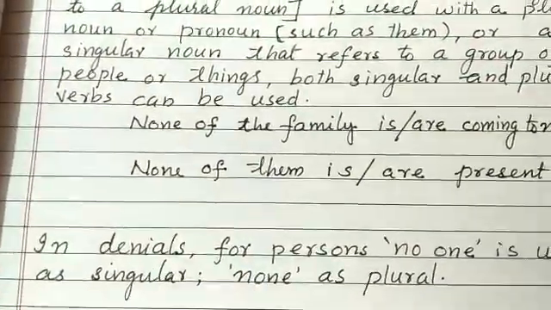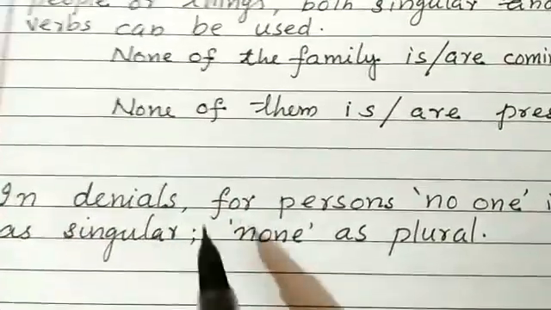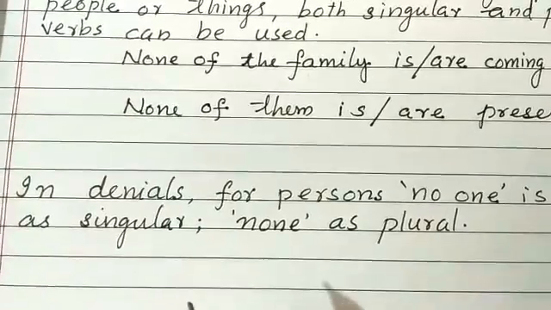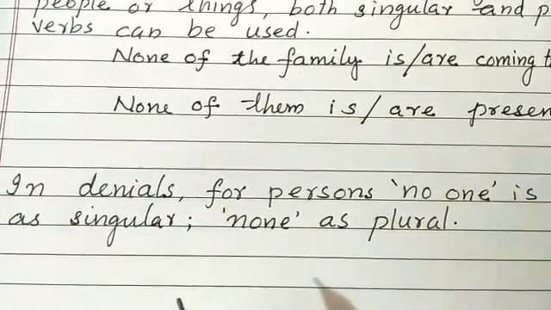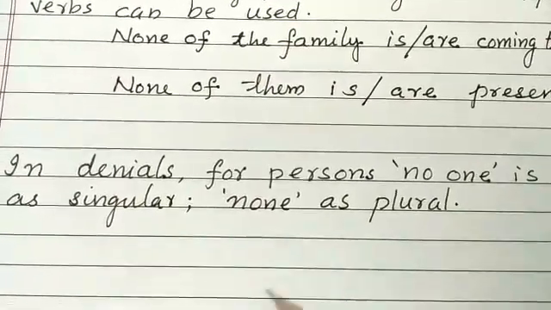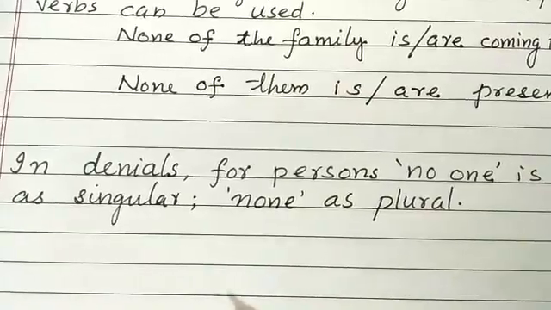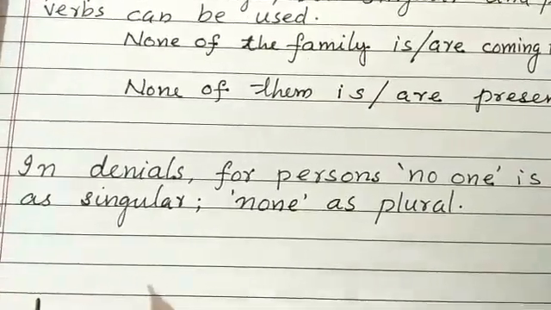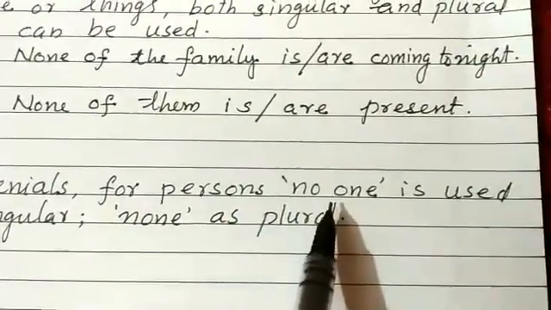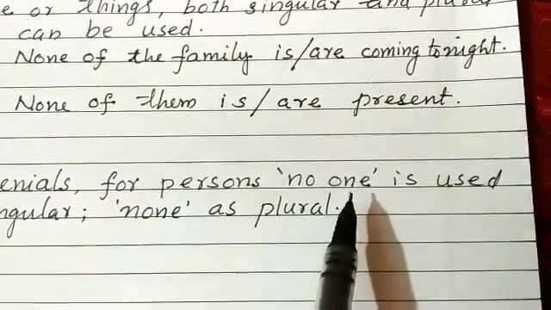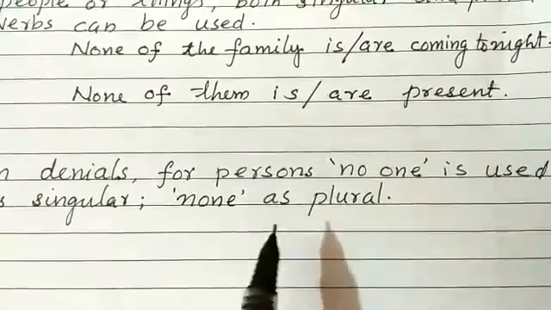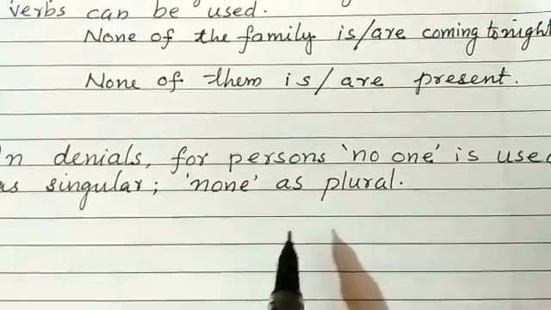But when we use denials, sometimes the question asked is like, is there any boy in the room? Then we have to say, no, there is no one. So it is a denial. In such sentences, we have to use no one when it is singular and none when it is plural. Let us see an example.